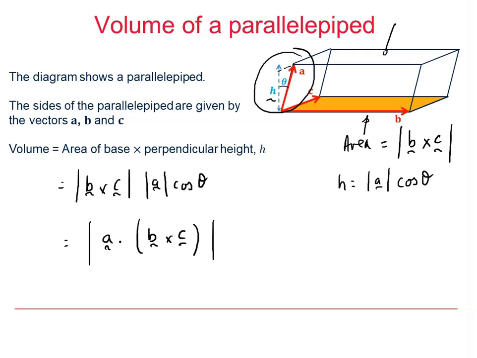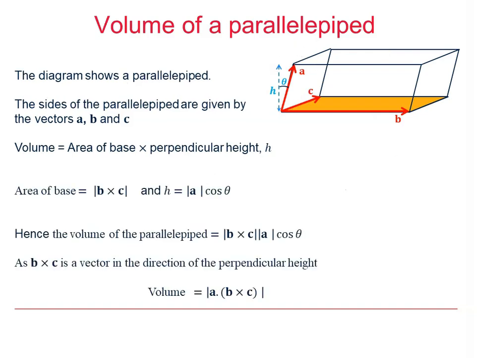So we have that the volume of the parallelepiped is the size of the scalar triple product A dot B cross C. We need that final modulus because the scalar triple product can be positive and negative, and we want obviously for the volume to have a positive value. So looking through that again, the area of the base is the length of B cross C, and then we can combine that with the perpendicular height to give us this formula here for the volume of the parallelepiped as being the size of the scalar triple product.